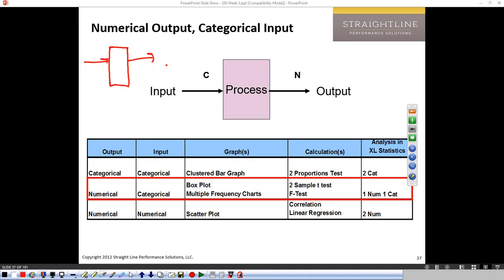So my example is going to be for my sales process. If I have my sales process, one thing that might be important to measure is the dollars sold each month. Okay, so my sold dollars. I might want to see if the dollars sold is dependent upon which salesperson. So salesperson A versus salesperson B versus salesperson C, etc. That's my example. This is a num. This is a cat. By the way, this comes up a lot in business, this num cat stuff.